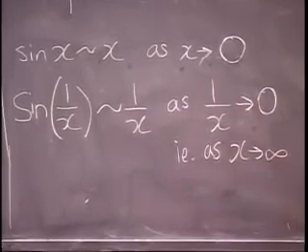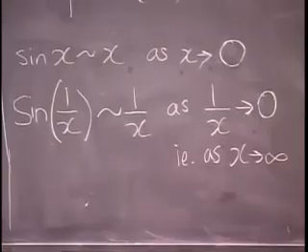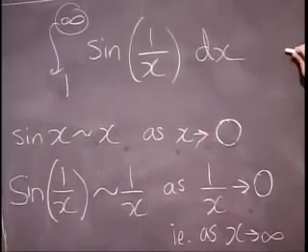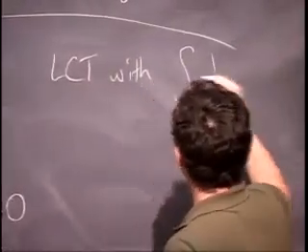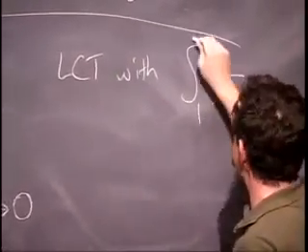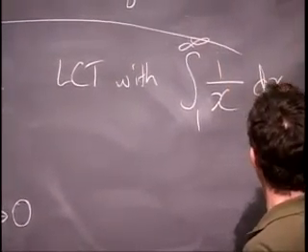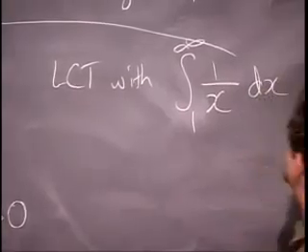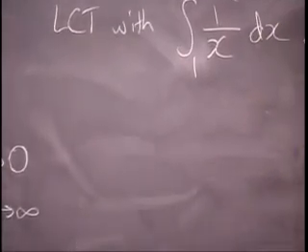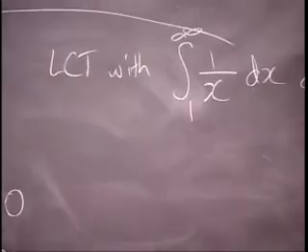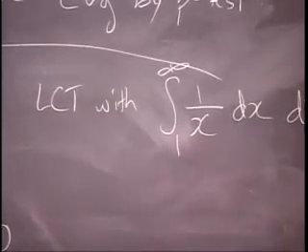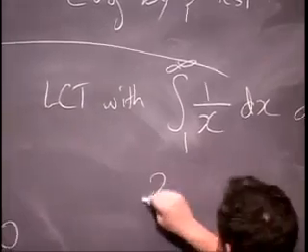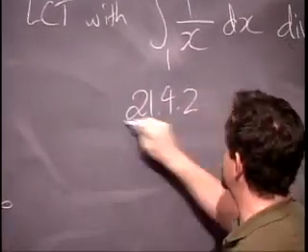Or minus infinity. So, for the limit comparison test, you use 1 over x, which diverges by the p-test. Again, the full solution, I've actually written it out in some more detail in section 21.4.2 of my book.